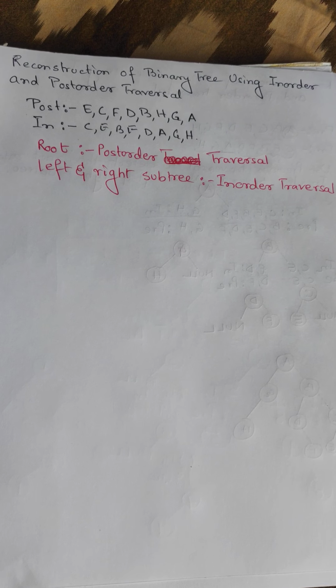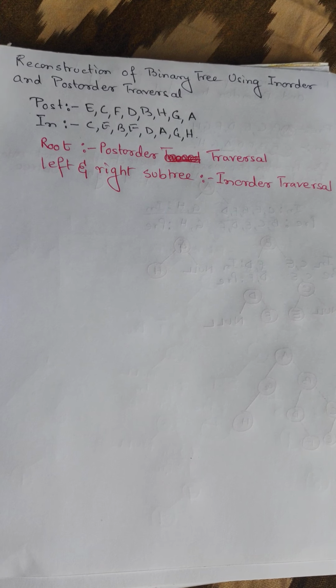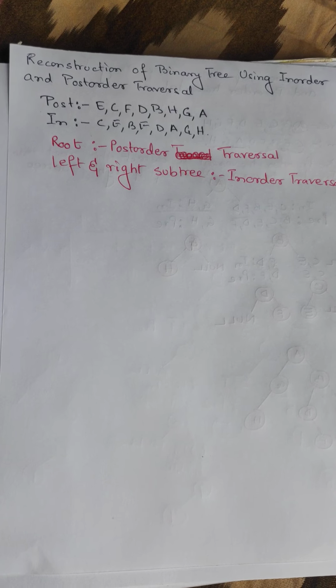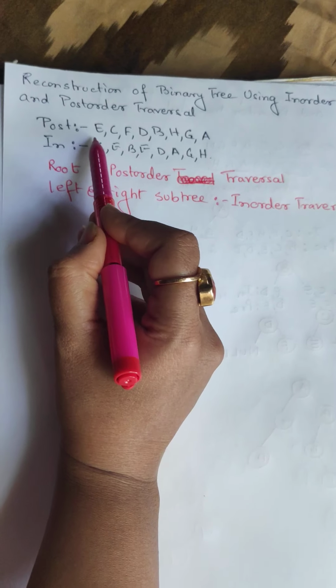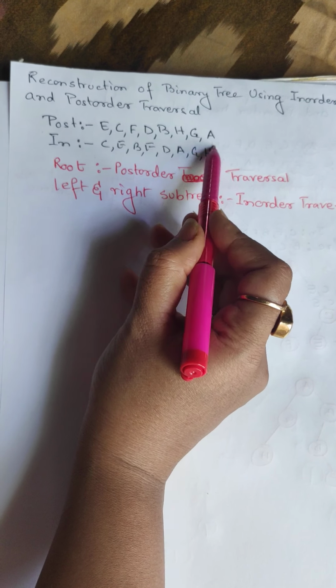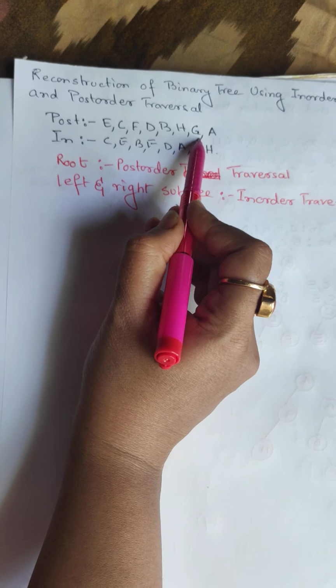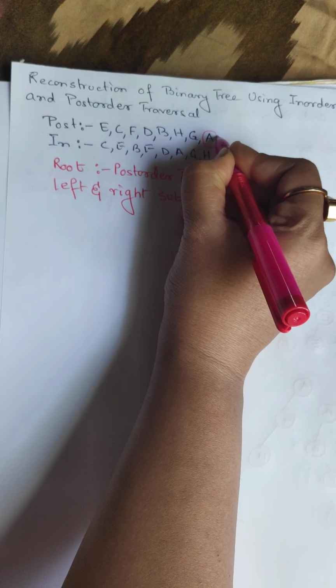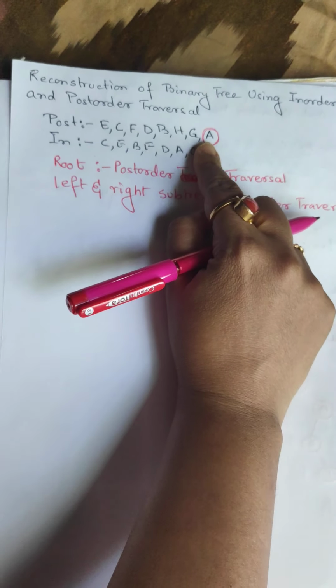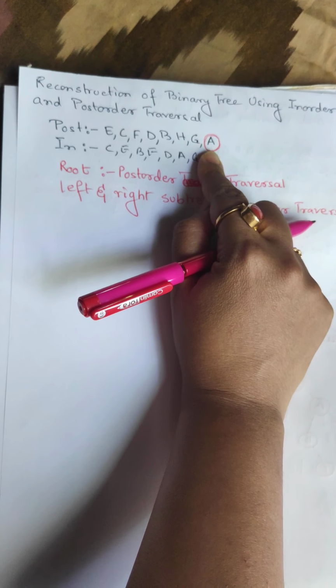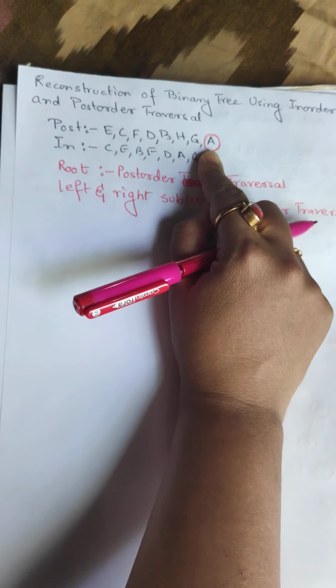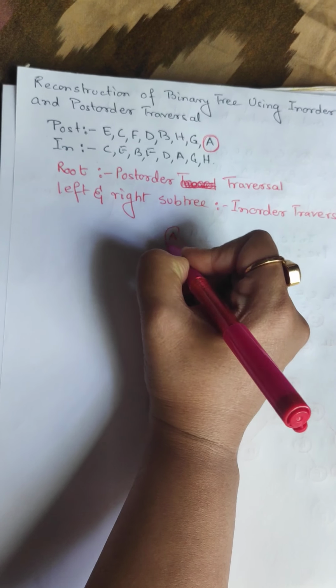Now, when we covered PostOrder traversal, I told you that the root node always appears at the end of a PostOrder traversal. So, in this case, the tree that has been given to us, this is the PostOrder traversal of the tree. A appears at the end. So since A appears at the end of the PostOrder traversal, A is the root node of our tree.